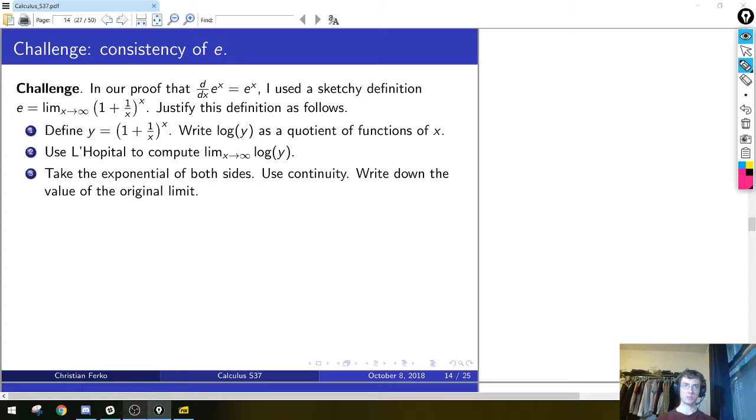But this will connect at least one of the gaps, showing that this limit exists and it's equal to the base of the natural log. So that's something good to show. We'll do it in steps. I've scaffolded it for you, and I'll ask you to walk me through what to do at each step. The scaffold suggests that to do this proof, we should start by defining a new variable y, which is the thing inside the limit of my sketchy definition. So y is (1 plus 1 over x) to the x. And then the scaffold suggests write log of y as a quotient of two functions of x. So it's one thing divided by another thing. So what should I do?